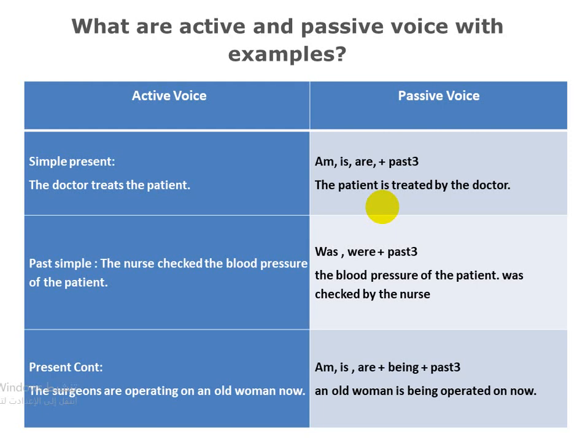The nurse checked the blood pressure of the patient. The nurse checked the blood pressure of the patient. Who can read this sentence? Read it, please. Yes, the nurse checked the blood pressure of the patient. Good. Who can read it again? Yes, please, brother. The nurse checked the blood pressure of the patient. We must know the meaning. What does it mean?